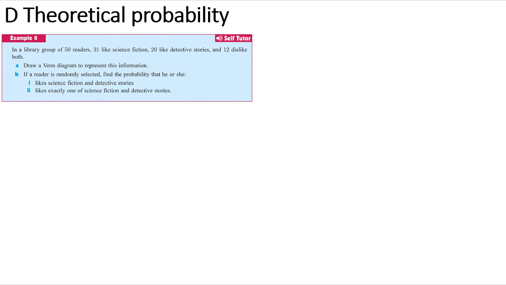Let's say that the science fiction likers, we write them as a capital S. So those are the science fiction likers, the ones who like science fiction. And a capital letter D are the detective story likers.